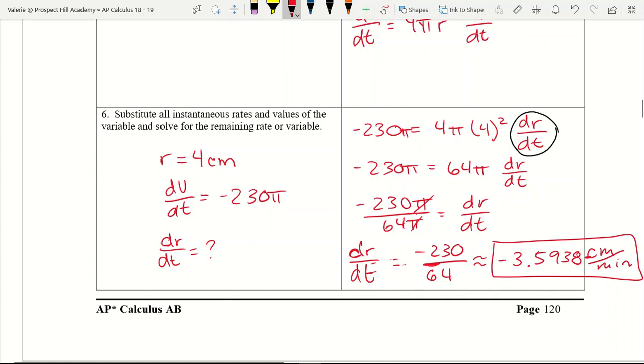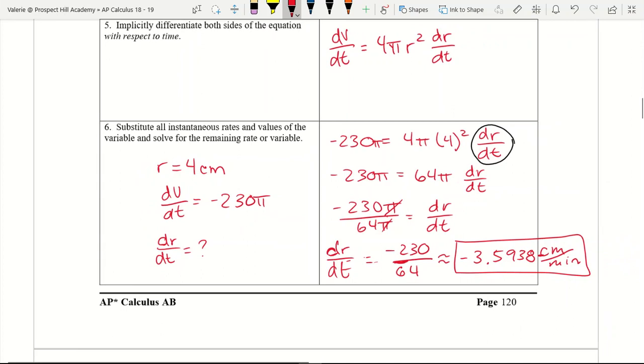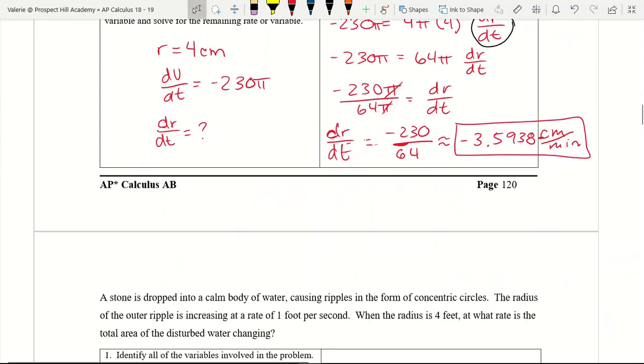So the rate of change of the radius of the balloon when the radius is 4 centimeters is going to be negative 3.5938 centimeters per minute. That's how the radius is changing when the radius is 4.